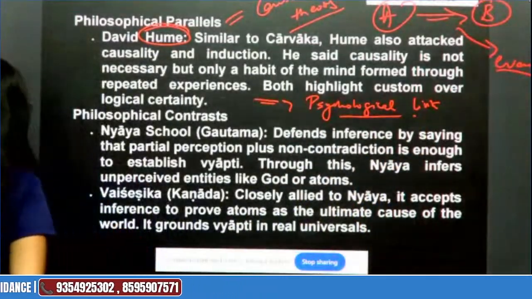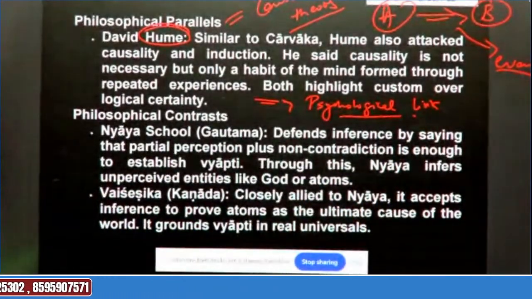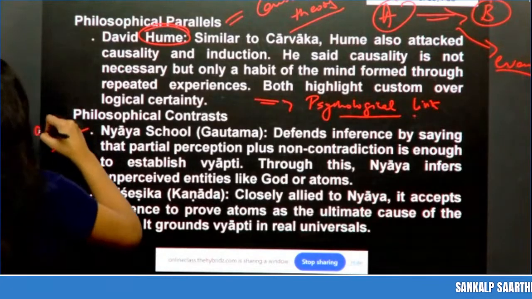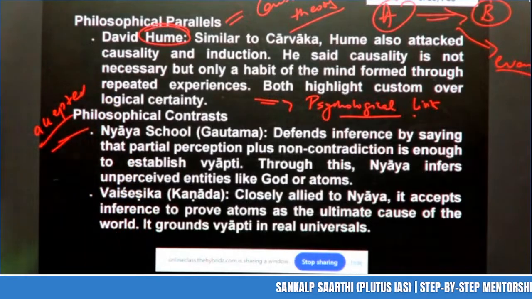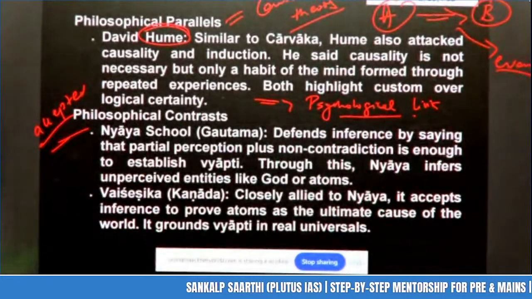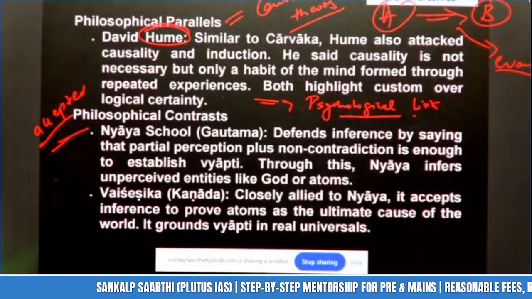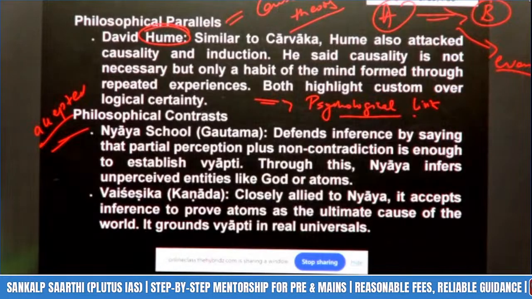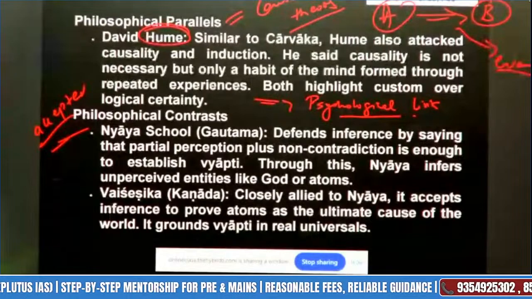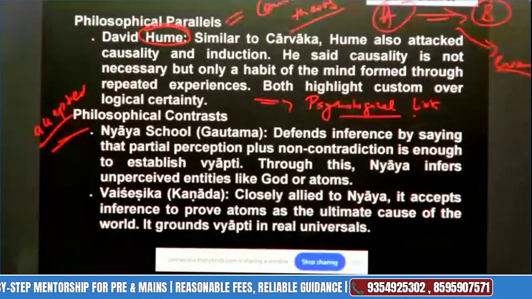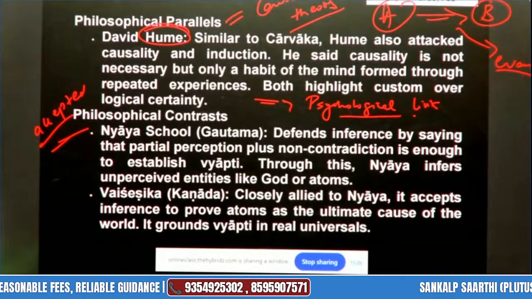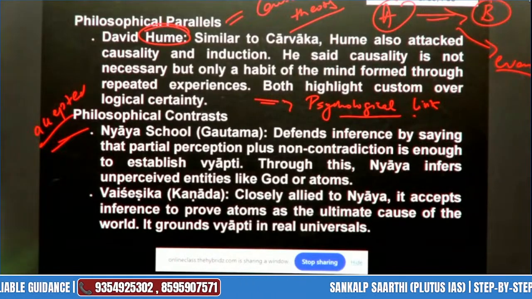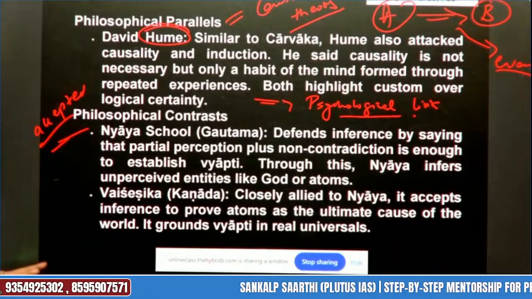And then philosophical contrast. The Nyaya school defends inference, because Nyaya accepted inference, saying that partial perceptions plus known contradiction is enough to establish Vyapti. Through this, Nyaya infers unperceived entities like gods or atoms. What Vaisheshika says, which is closely allied to Nyaya, is that it accepts inference to prove atoms as the ultimate cause of the world. It grounds Vyapti in real entities.